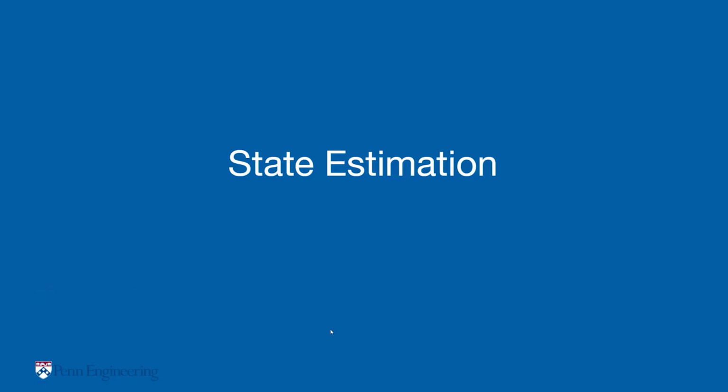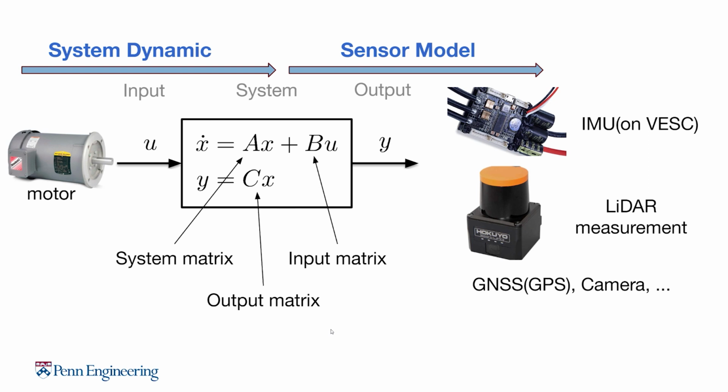So first is state estimation. From last week's lecture, we introduced how to describe our dynamic system, our F1TENTH car, with a series of ordinary differential equations. We introduced the kinematic model of the car, which is a single-track model, and we also introduced some vehicle states like the position, the speed, and the acceleration.